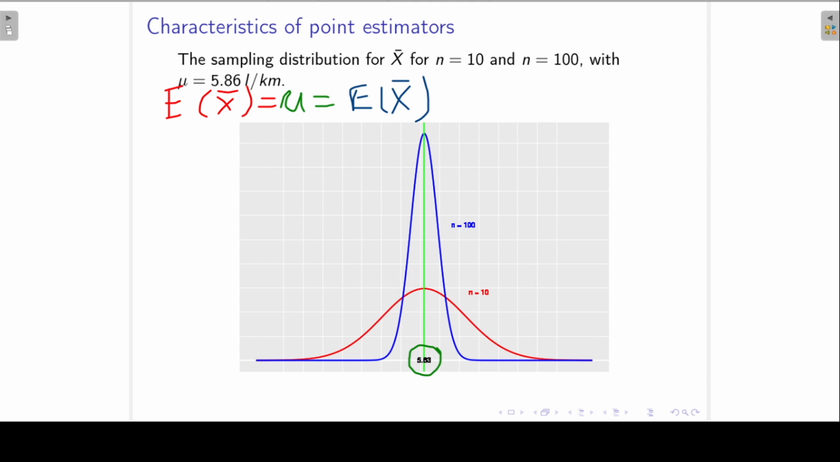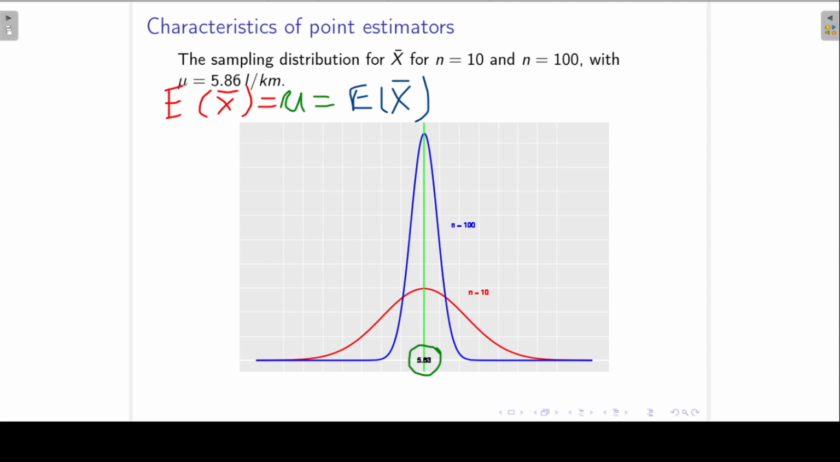Okay, we can also see that the variation for the blue graph is smaller than the variation for the red graph. And this is an illustration of the property of consistency. When the sample size becomes larger, the standard error or the variation in our sampling distribution becomes smaller. And that is a property that we also want for an estimator, that when my sample size increases, then my standard error or the variation in my sampling distribution must decrease.